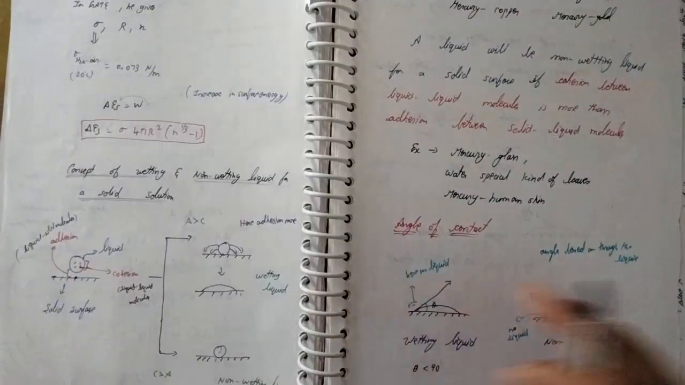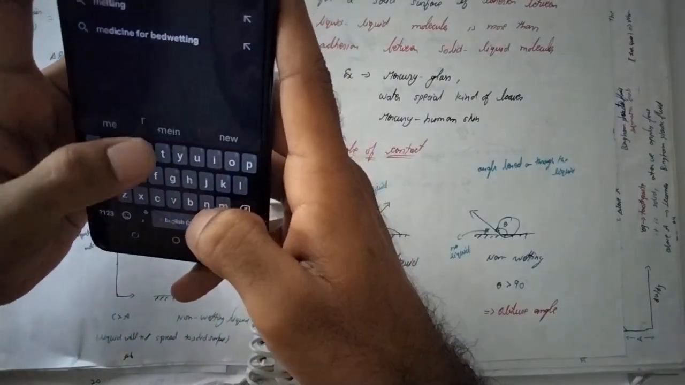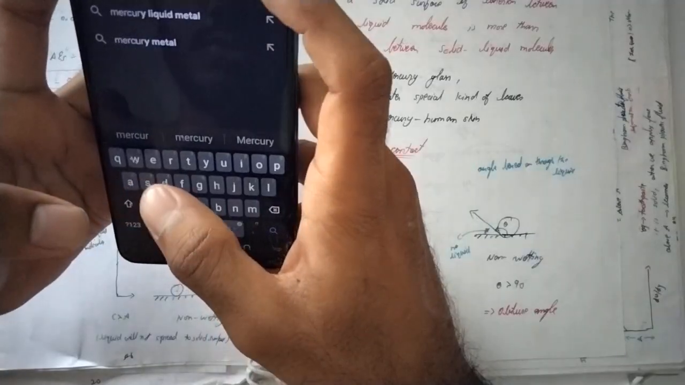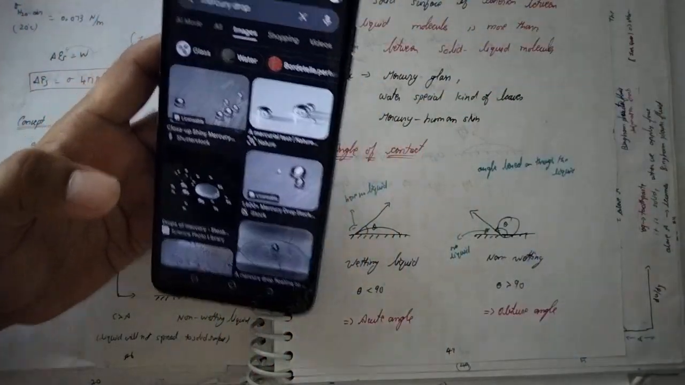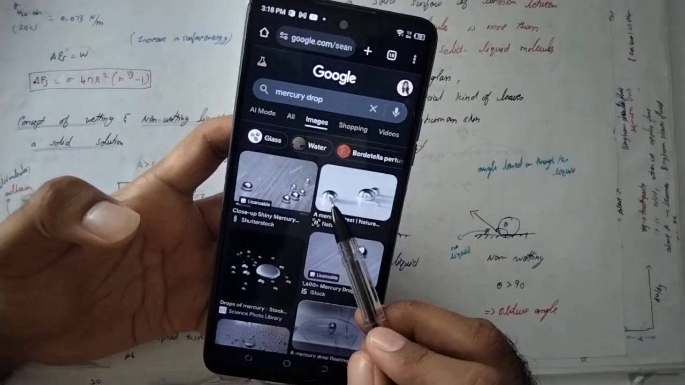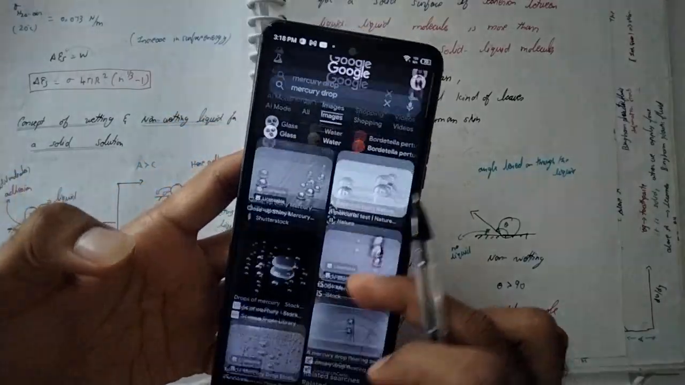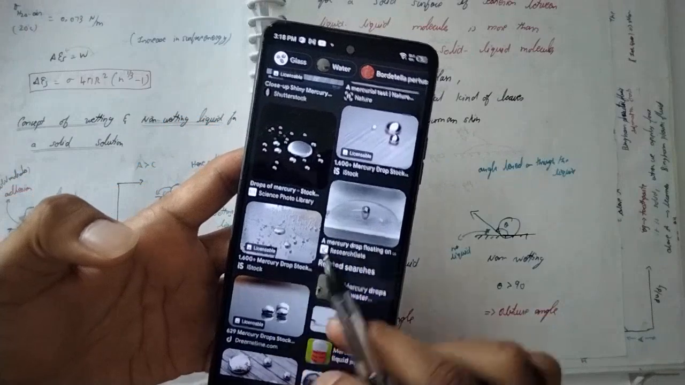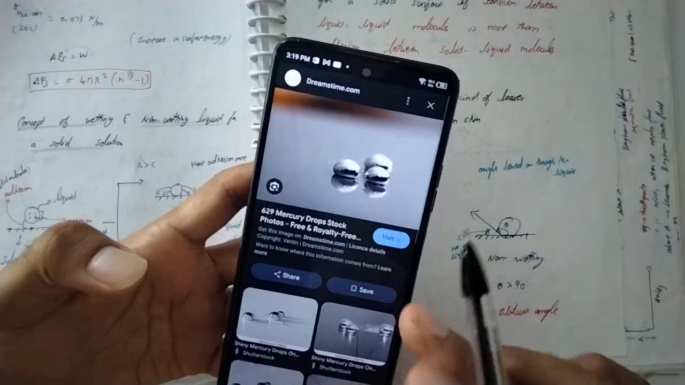You can see here, guys, mercury is a good example of a non-wetting liquid. This is a perfect example. See how the mercury is dropped; it doesn't stick to the other surface. Wow, see the beautiful silver. It doesn't stick to the outer surface.